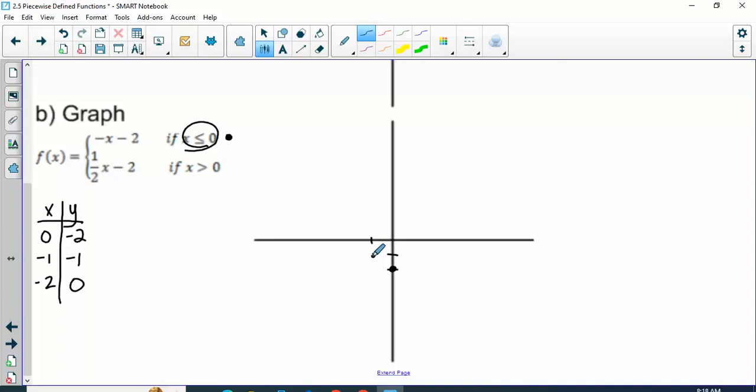Negative 1, negative 1, negative 2, 0, and remember, this started at 0 and it was for things less, so we're extending this graph on to the left. Keeps going there.